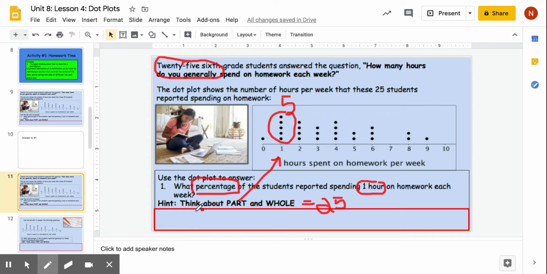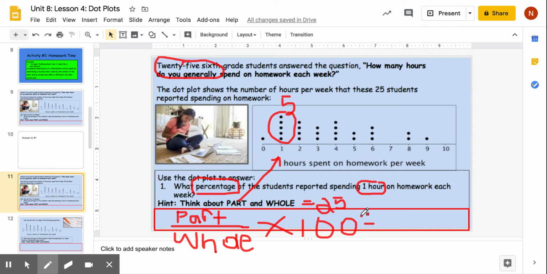So I can use that knowledge. Now that I have my part and my whole, I know there's an algorithm that we learned way back in Unit 2 where I can go to part divided by our whole, and that's going to give me a decimal, which I have to multiply times 100 to get my final answer.